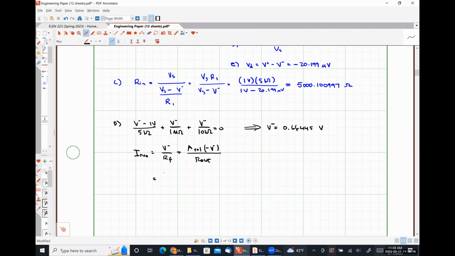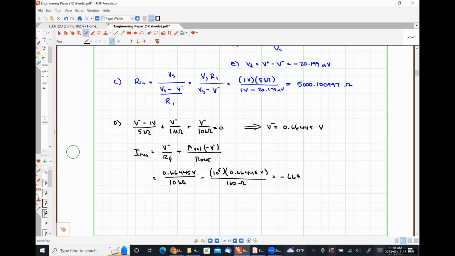So that's going to look like 0.66445 volts over 10 kiloohms minus 10 to the 5 times 0.66445 volts divided by 100 ohms, which looks like negative 664.45176 amps. I want to be real clear here.